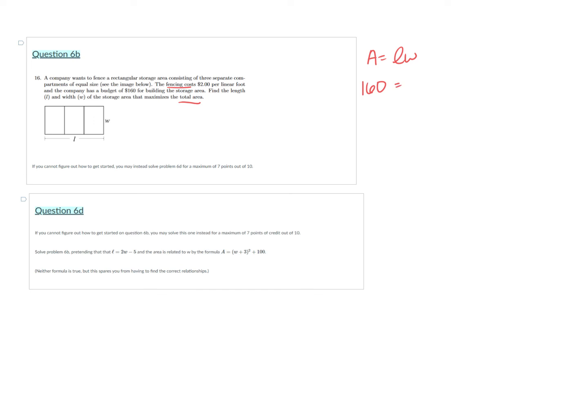And then it's $2 per linear foot. So we have one side length L here, one side length L here. So we have 2, so it's $2 times, well, we have 2L. So 2L, this is the amount of feet, and then times $2 for that amount. And then we're also going to add 2 times, we have 1, 2, 3, 4 W's here.